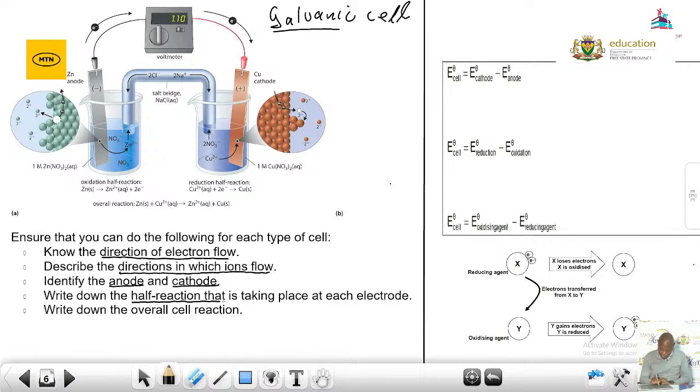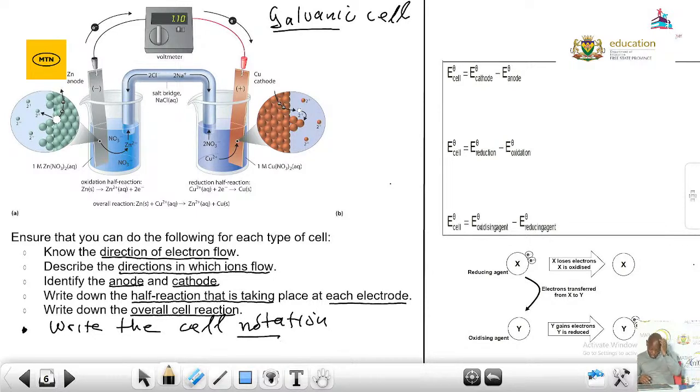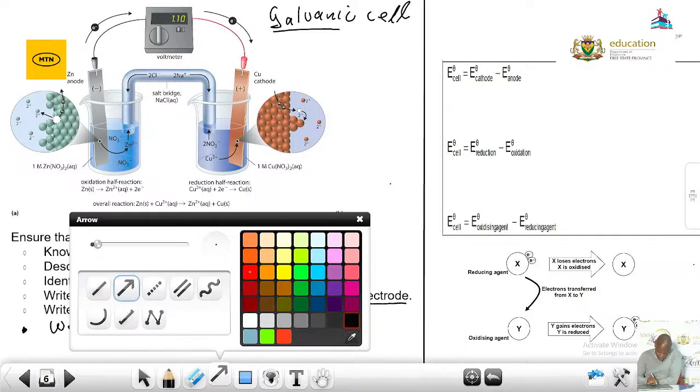And then write down the half reaction that takes place in each electrode. Write down now the overall cell reaction. I am going to add here to say write down the cell notation. So for the cell notation, it's very, very important also. But this is the cheat sheet that I have. Remember, in an exam, we are given a formula sheet. So the formula sheet is there for us to use.